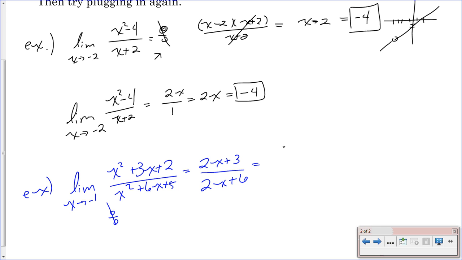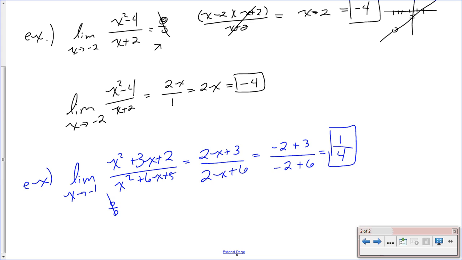Now you want to plug in the negative 1. That gives us negative 2 plus 3 over negative 2 plus 6. Negative 2 plus 3 is 1. Negative 2 plus 6 is 4. So the limit of this as x approaches negative 1 is 1/4. Now, I'm going to leave these up here, and I'm going to give you one to try.